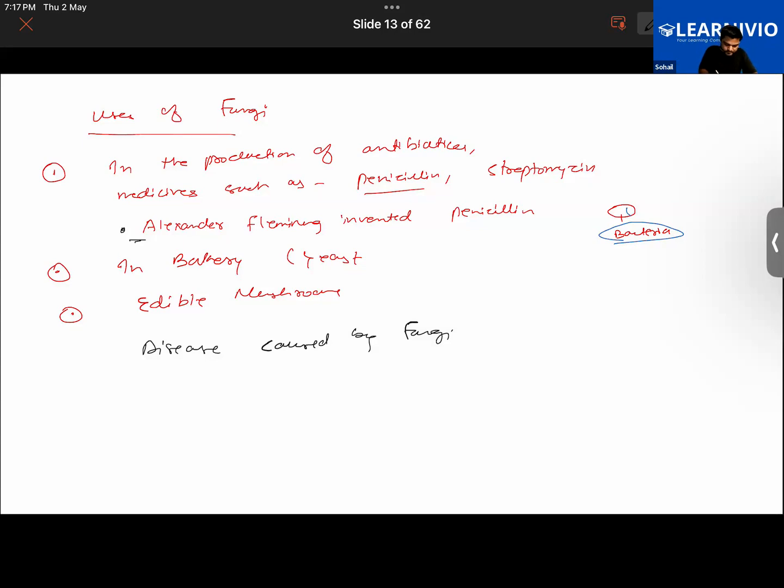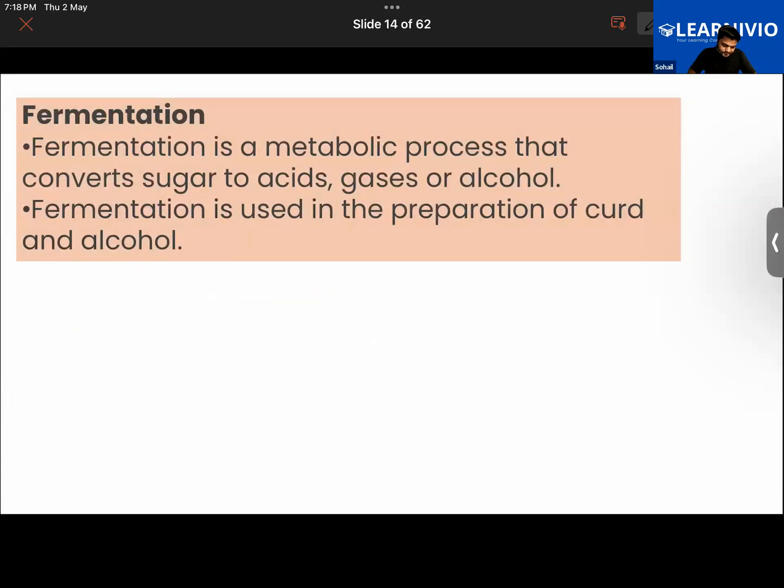Okay, sir. So you have the example of ringworm. I showed you the image of ringworm. It affects the skin, which develops itchiness, and it spreads in a manner like this. Then you have athlete's foot. All right then. Now let's discuss this.